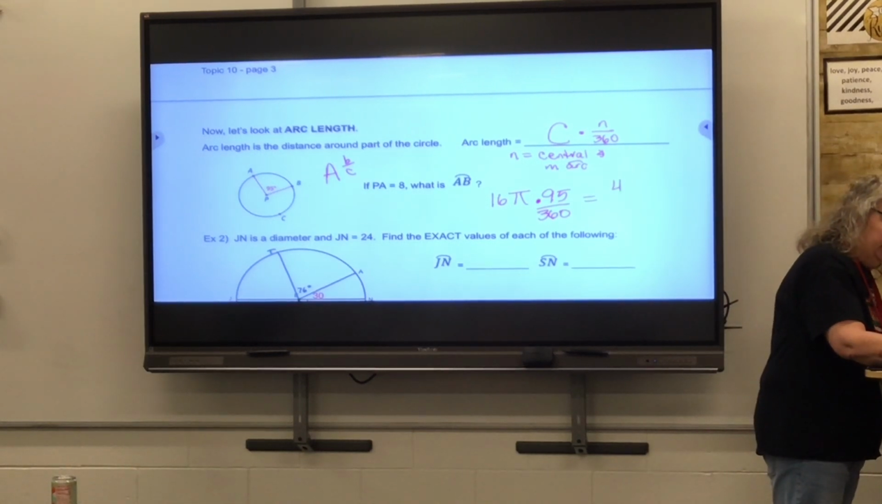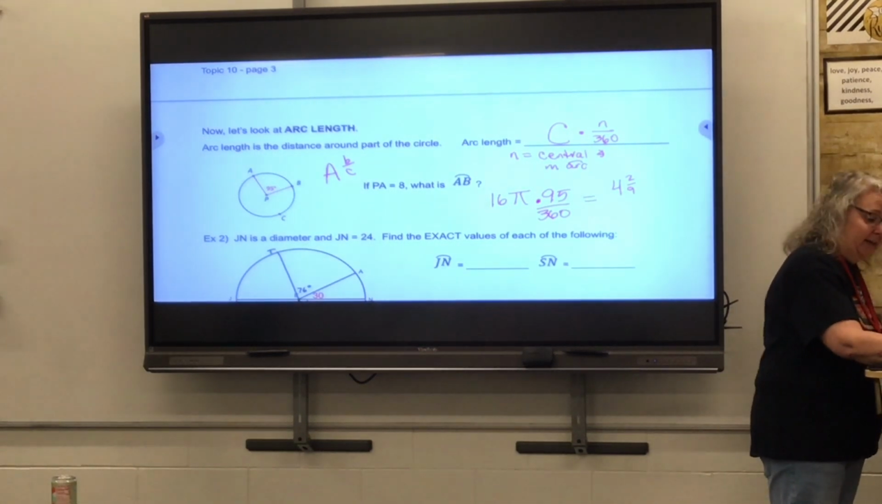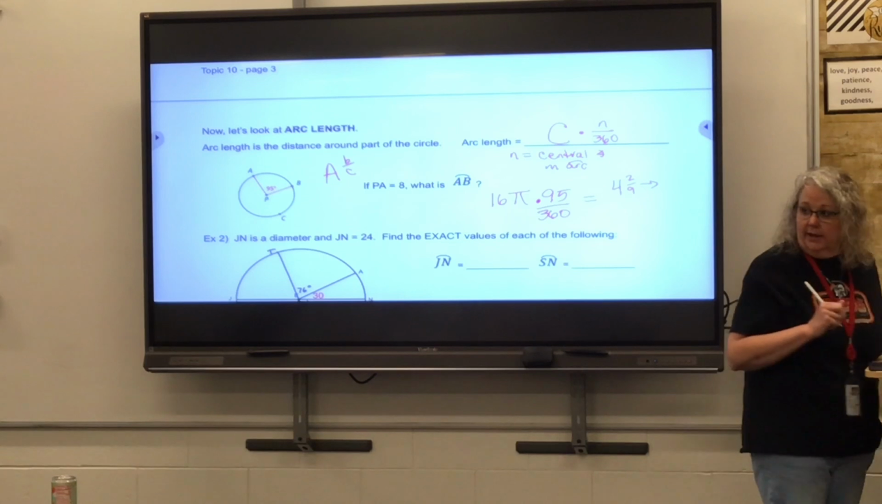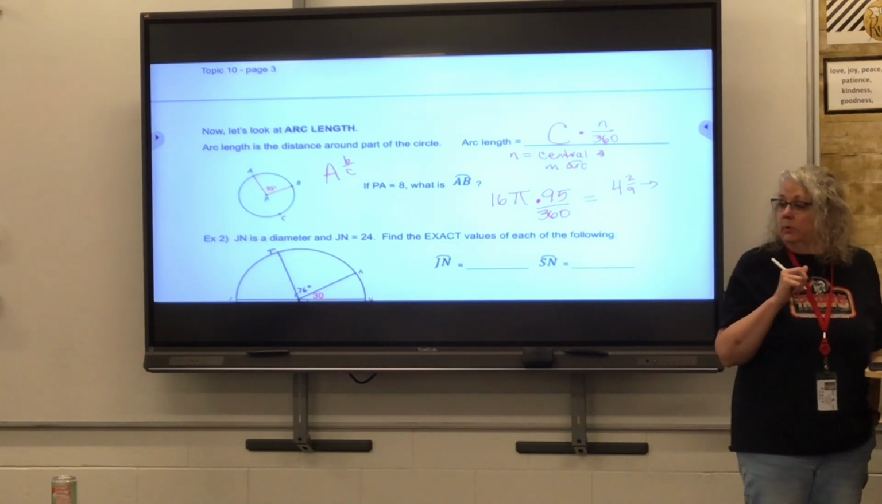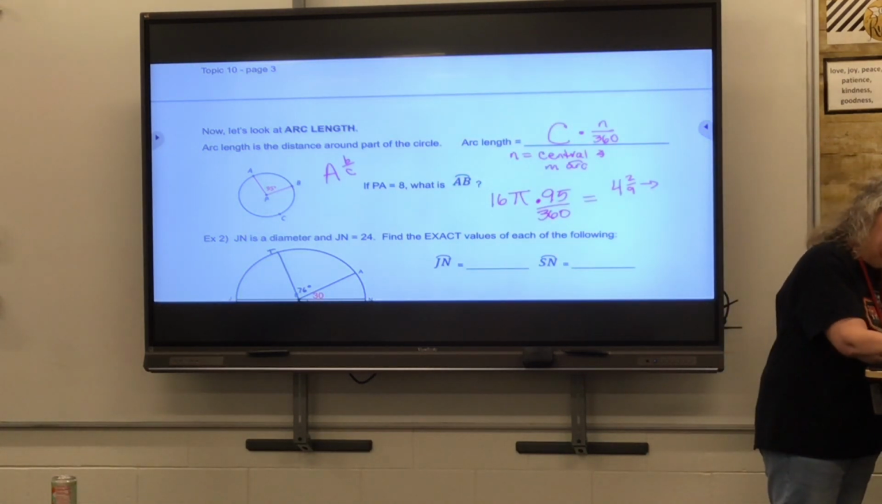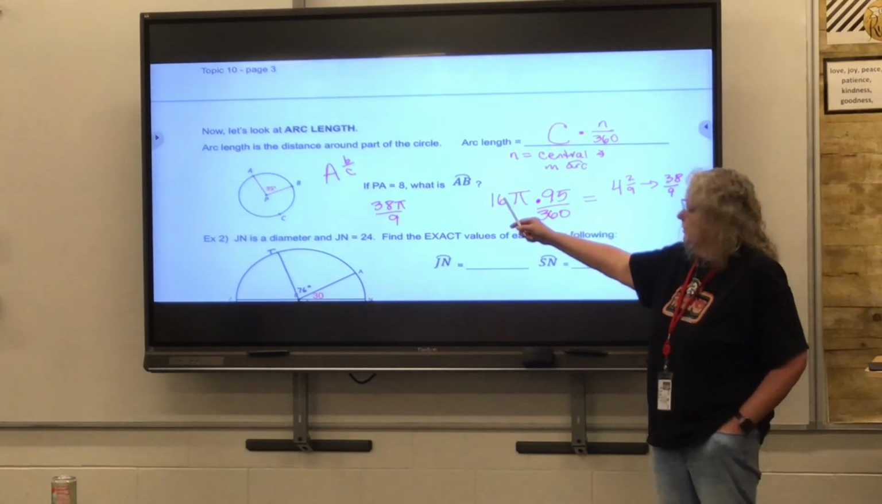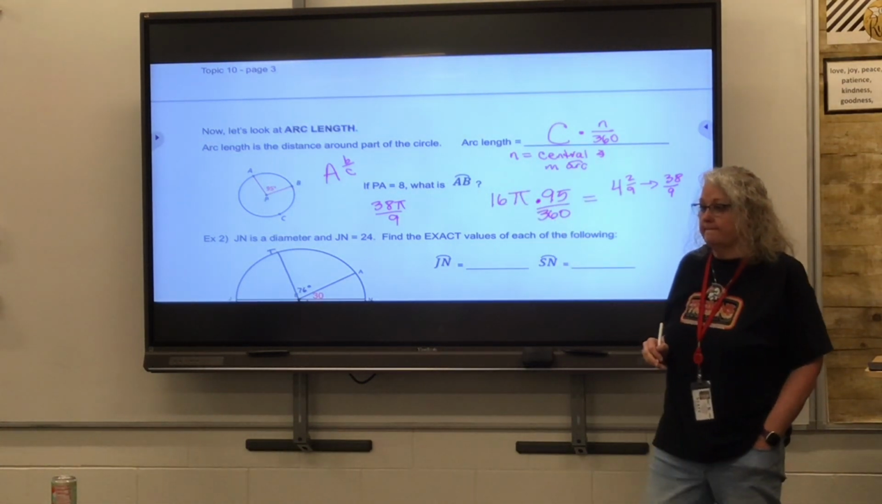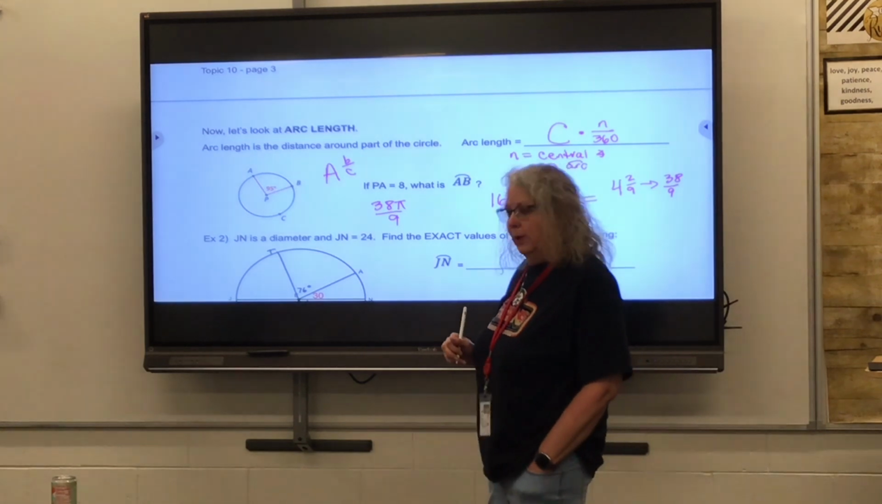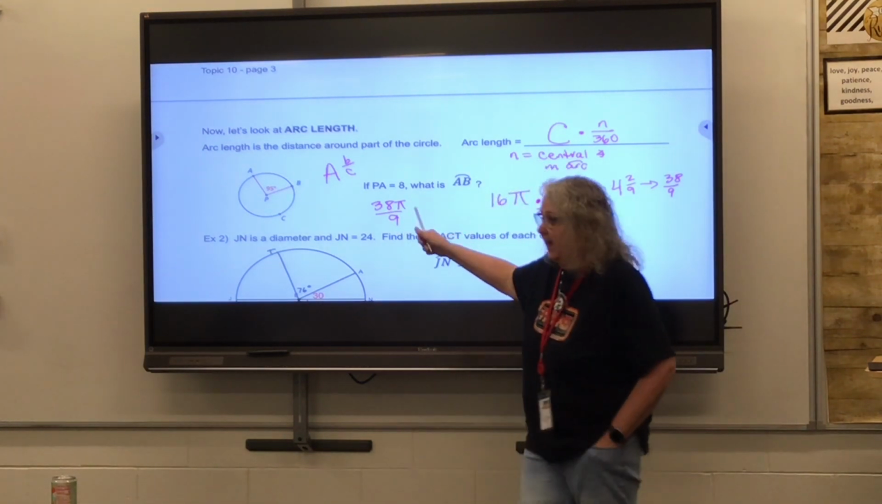You got 4 and 2/9, which... Yeah, then you hit the fraction button again, and you get 38/9. So that exact answer would be 38 pi over 9, because of the pi. Hit the fraction and do it like regular. We're going to do both. You need this to be the exact answer.